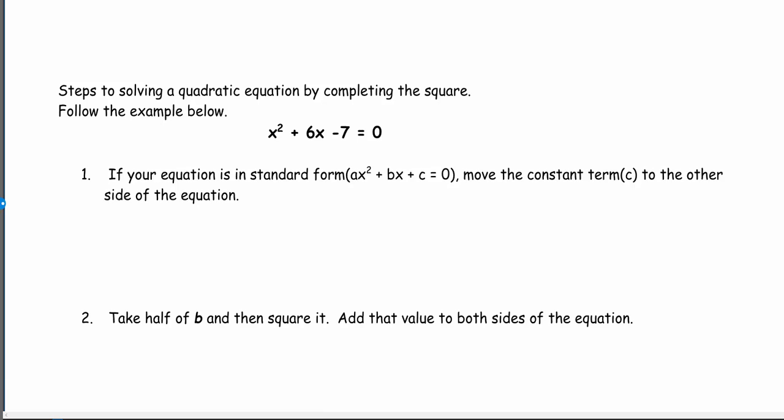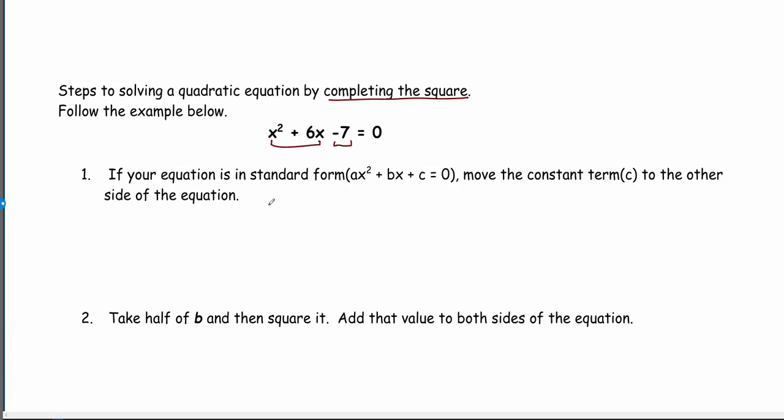Okay, we're gonna find the solutions using completing the square. We have to memorize the steps. When you have an equation like this one, you can separate. This is the standard form, but these two terms are the variable terms, and the other one is the constant term. It's gonna be separated.